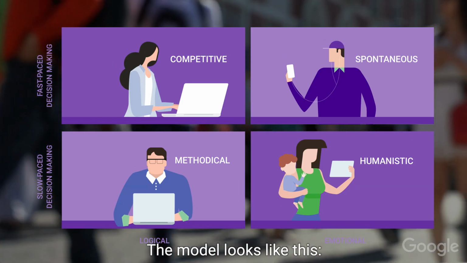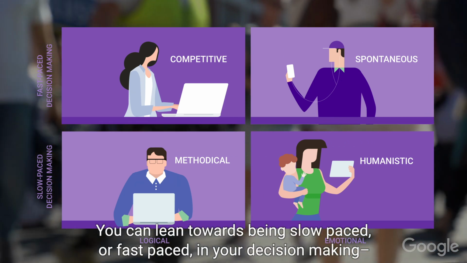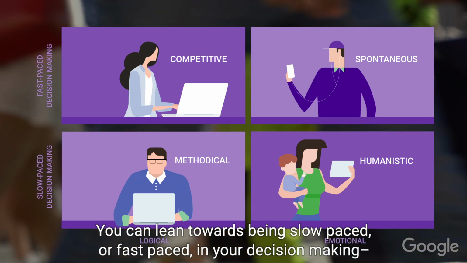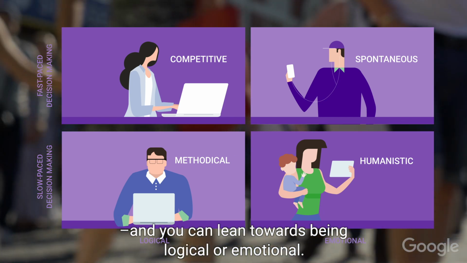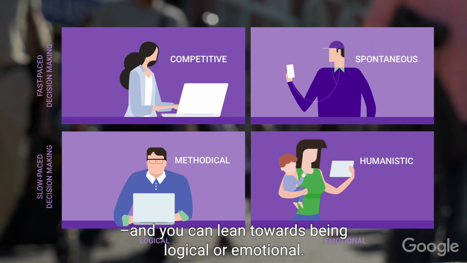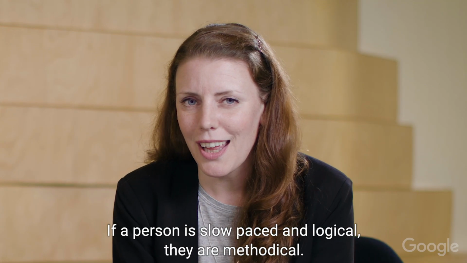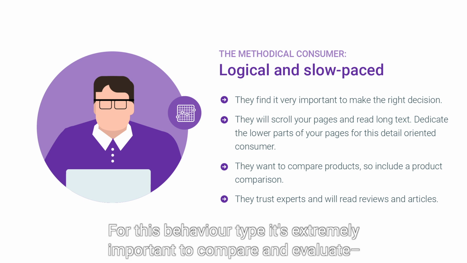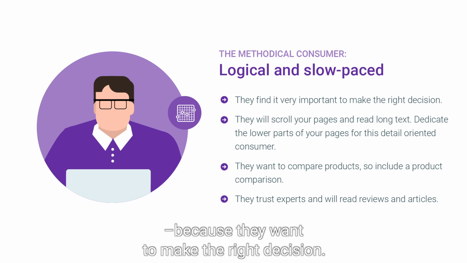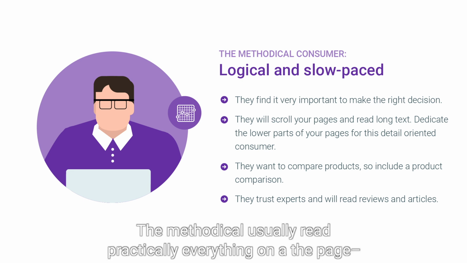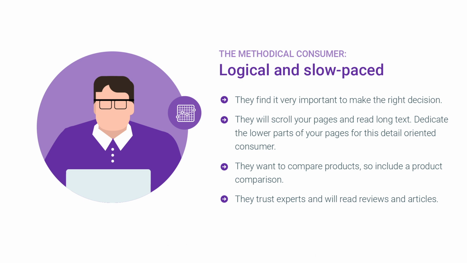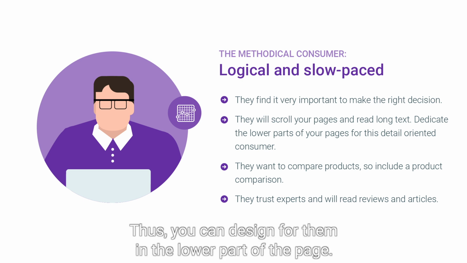The model looks like this. You can lean towards being slow-paced or fast-paced in your decision-making. And you can lean towards being logical or emotional. If a person is slow-paced and logical, they are methodical. For these people, it's extremely important to compare and evaluate because they want to make the right decision. They usually read practically everything that's on the page and they like to scroll. So you can design for them in the lower part of the page.